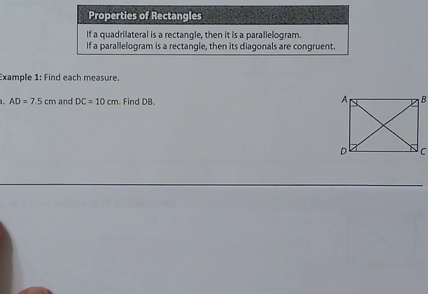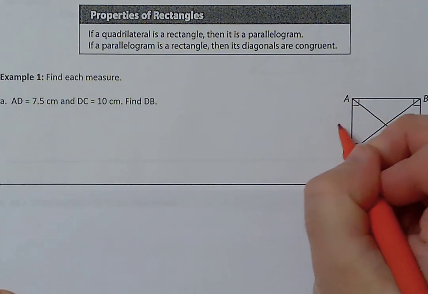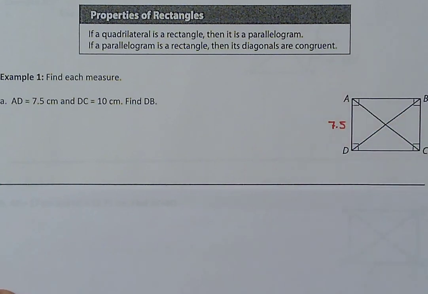So with that said, let's move into example 1 that's going to deal with rectangles. Example 1 is going to have us find each measure. For A, they tell us that AD is 7.5 centimeters and DC is 10 centimeters, and they want us to find the length of DB. So they want us to find that length right there.